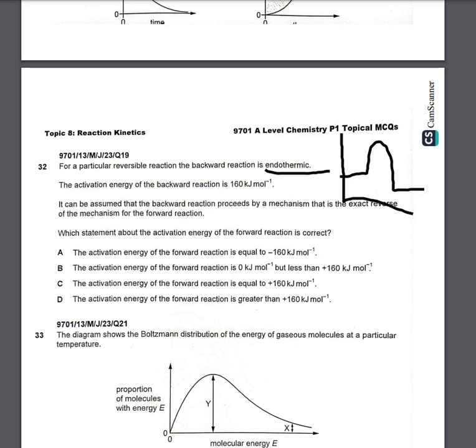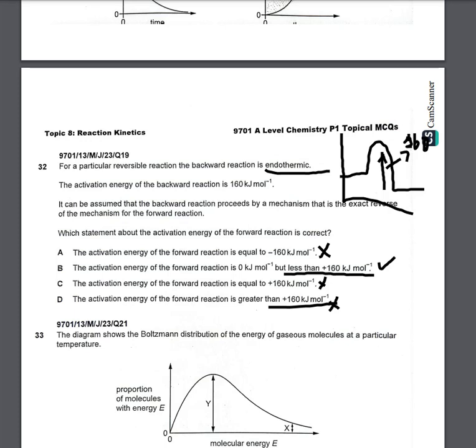It's like this. So this is 160. Activation energy of the forward reaction is equal to minus 160. No, it should never be. Activation energy of the forward reaction is equal to plus 160. No, again it is not. Activation energy of the forward reaction is greater than 160 kilojoule. No, it is smaller than 160 kilojoule per mole.